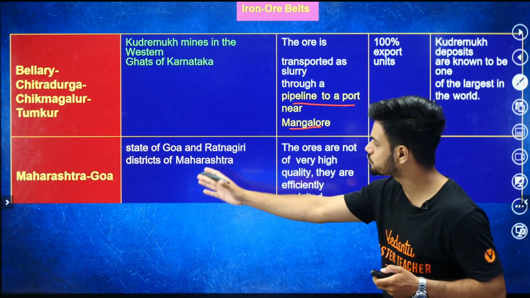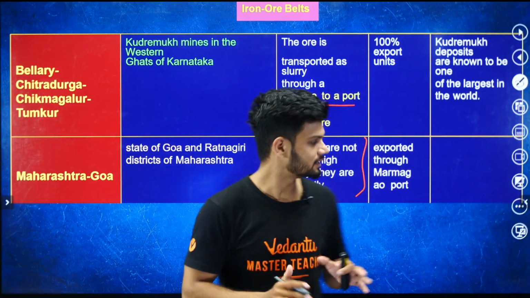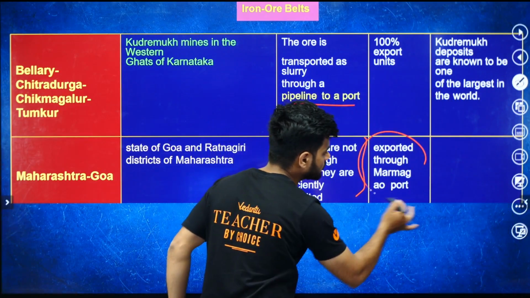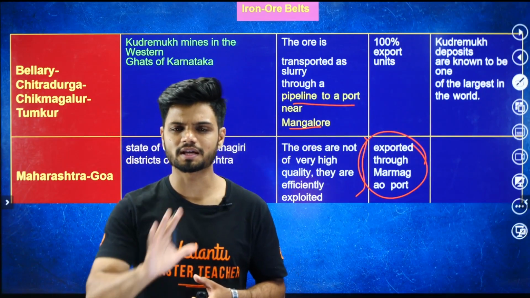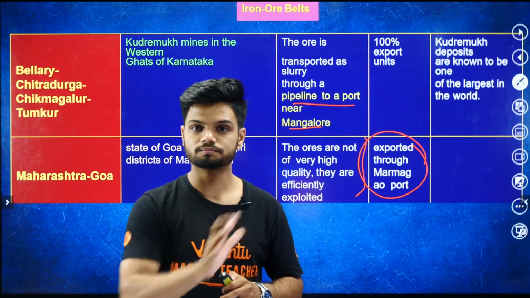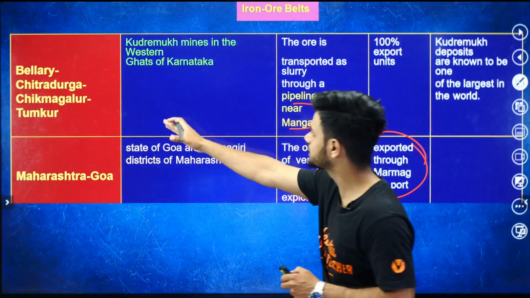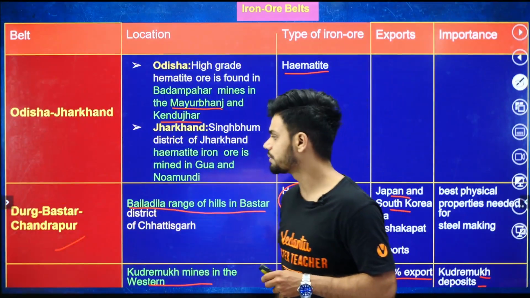Then we have Maharashtra and Goa. The ore here is not high quality ore. The export is through Marmagao port, which is in Goa. That is the export region. Not very high quality ore. High quality ore is found in Karnataka: Bellary, Chitradurga, and Chikmagalur, and also in Bastar and Chandrapur.